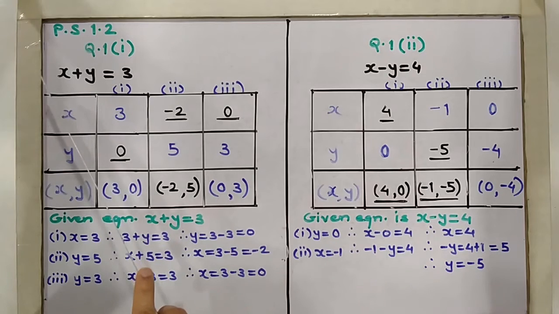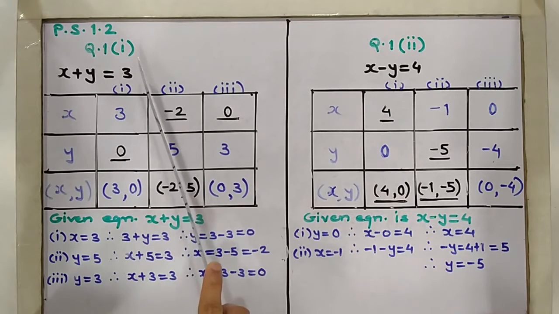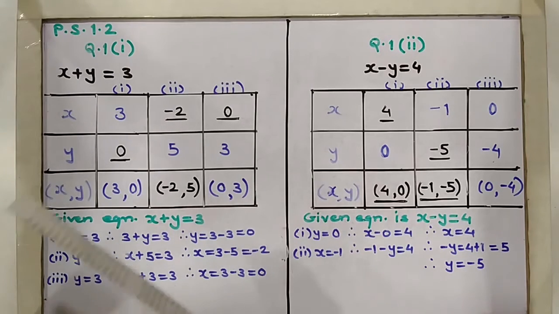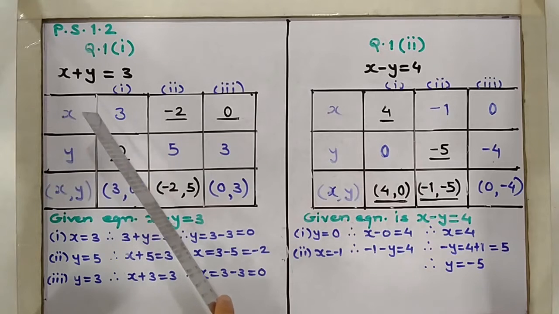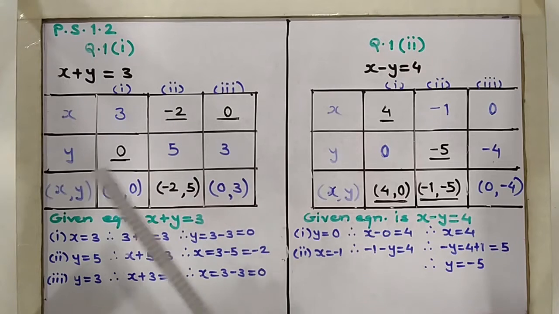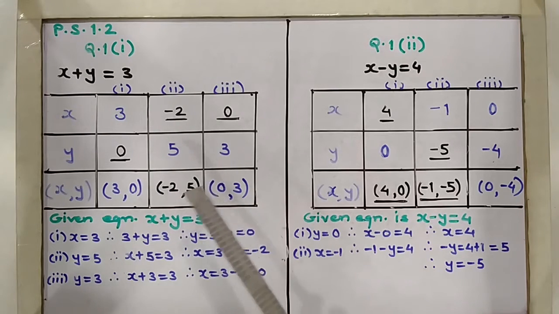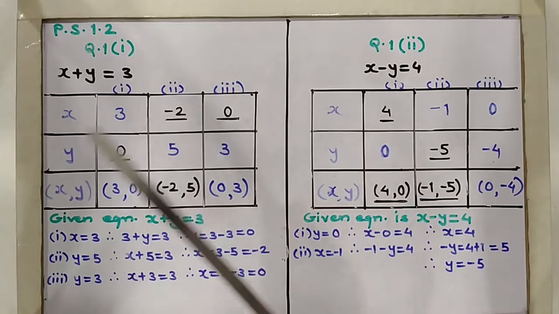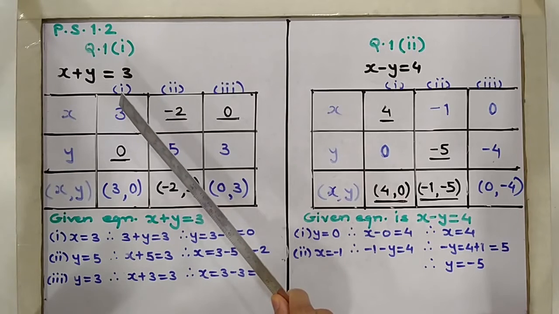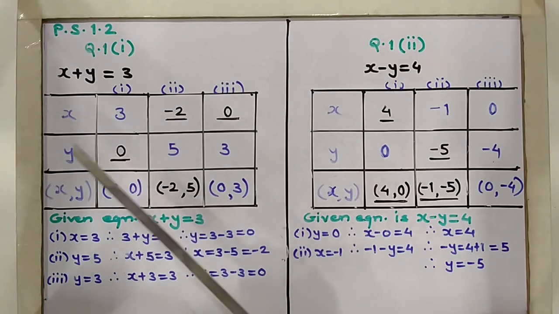Now over here we have an equation x plus y is equal to 3 and there is a table given over here. Now in this table the first row contains the values of x, second row contains values of y, and the third row contains ordered pairs. Now in some cases the value of x is given and we are supposed to find the corresponding value of y and vice versa, and then we have to form ordered pairs.